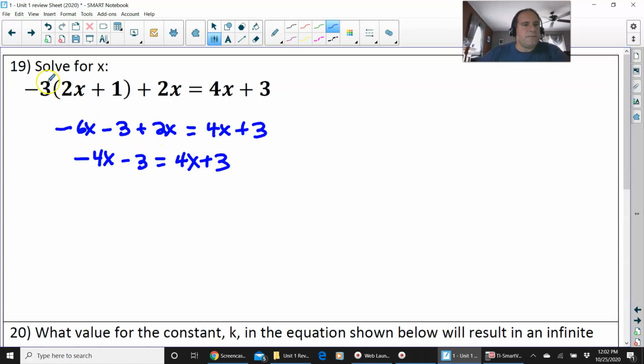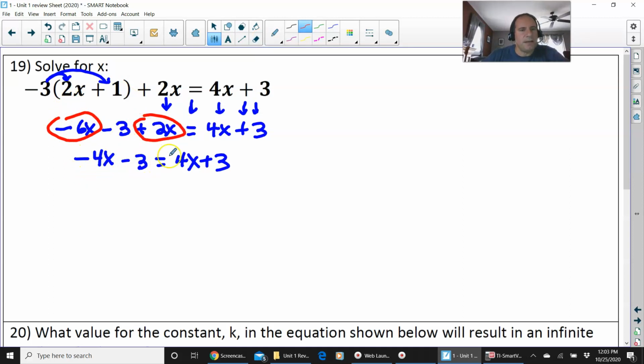So when you do distributive property, you have -3 times 2x is -6x, and -3 times a +1 is -3. Then you bring down the 2x straight down, the equal sign straight down, then 4x straight down, and the plus 3 straight down. You combine like terms, the -6x and the 2x. -6 plus 2 is -4x. -3, bring it down. The equal sign, bring it down. The 4x plus 3. It looks the same, but it is not.